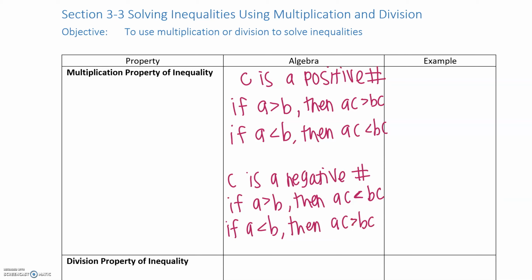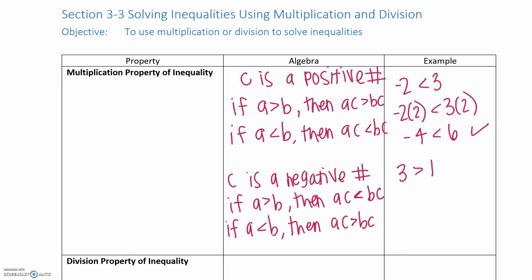So a couple of examples. If we're multiplying by a positive number, if we have negative 2 is less than 3, and we multiply both sides by 2, we have negative 2 times 2 is less than 3 times 2, which gives us negative 4 is less than 6, which we know is correct. Or we can multiply by a negative. We can do 3 is greater than 1, and if we multiply both of these by negative 2, that leaves us with 3 times negative 2 is less than 1 times negative 2, which gives us that negative 6 is less than negative 2, which is true.